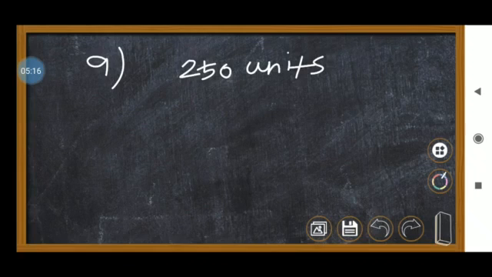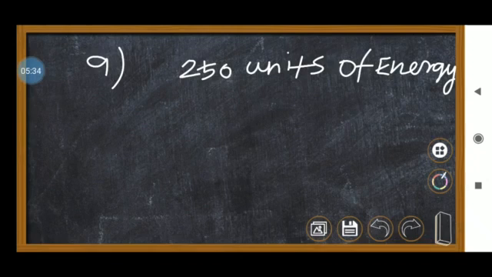Okay, so we will move to question number 9. What they gave in question number 9: a certain household has consumed 250 units of energy. Maybe it is a refrigerator or some household item, whatever it is. It consumed 250 units of energy during a month. So how much energy is this in joules? During a month, so you have to calculate that.